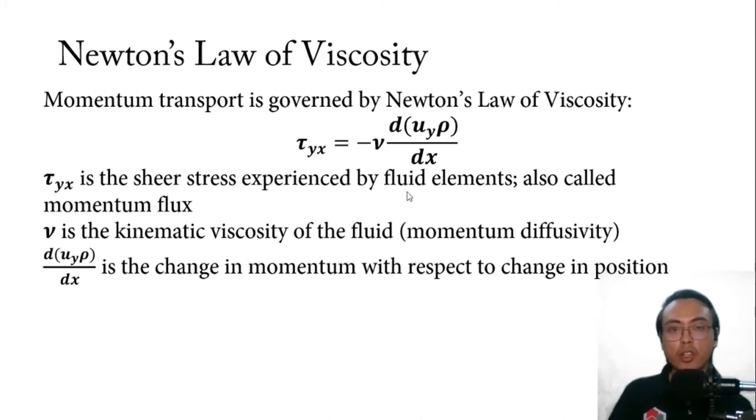This is the general equation for Newton's law of viscosity. This is tau. Tau is the shear stress experienced by the fluid elements. It's also called the momentum flux. Okay? That's equal to negative nu. Nu, in this case, is the kinematic viscosity of the fluid. This is not V, okay? This is the Greek letter nu. The kinematic viscosity of the fluid is also called the momentum diffusivity of the fluid.